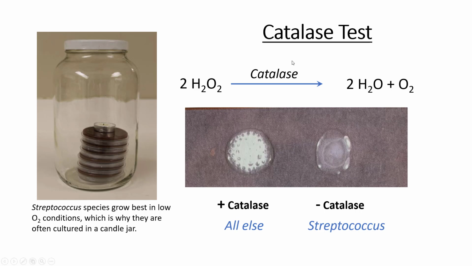But if you're a Streptococcus species, you don't have this catalase. So if any hydrogen peroxide builds up, then you really don't have any way to deal with it, and it's incredibly toxic to you. So by reducing the concentration of oxygen in the candle jar, less hydrogen peroxide is produced, and therefore the bacteria grow a little bit better.